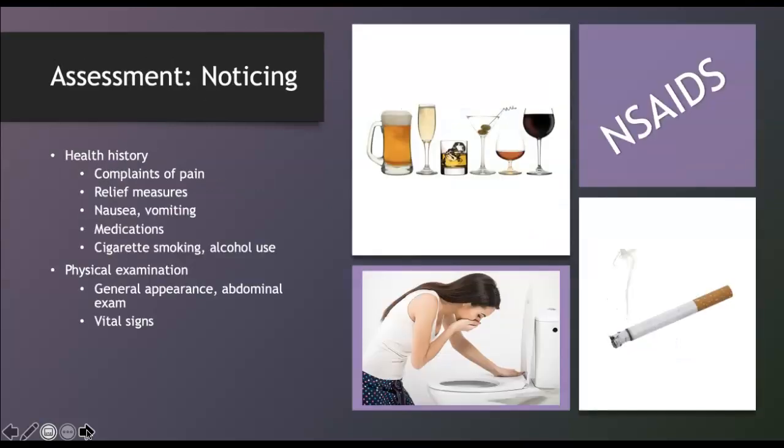Other things included in the history is the health history, the complaints of pain: where is their pain located, is it abdominal, is it epigastric, what type of relief measures, does it get worse after eating, does it get better immediately but then get worse. You just have to do a more focused history on their abdominal discomfort, and what medications they're taking, if they have a history of chronic NSAID use, cigarette smoking, or alcohol use. Note their general appearance, make sure you do a thorough abdominal exam, and obviously assess your vitals.